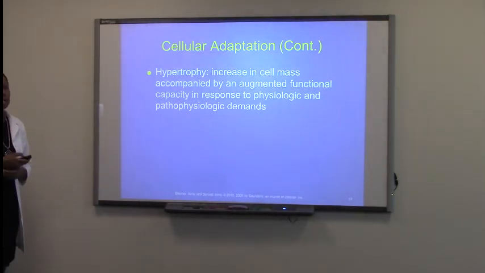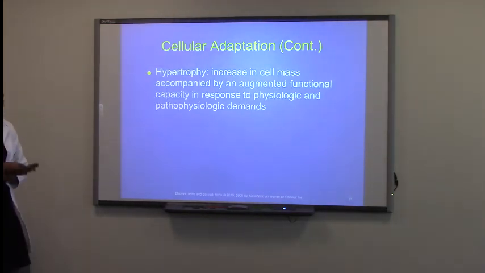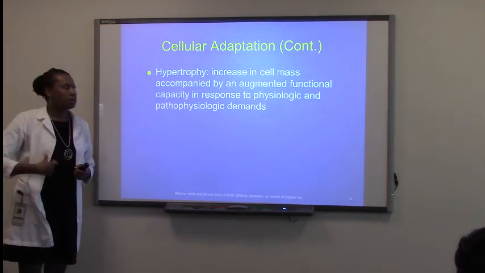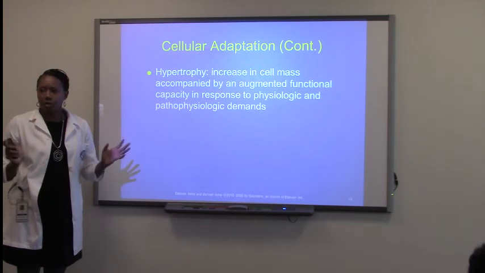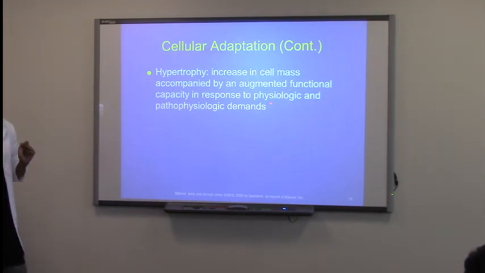Okay, so let's take each one of these individually. So I showed you hypertrophy. With hypertrophy, this is an increase in cell size. Okay, so we already know what hypertrophy is. Now there are two different types of hypertrophy. One I already went over with you. So say, for example, we have physiological hypertrophy and then pathophysiological hypertrophy.